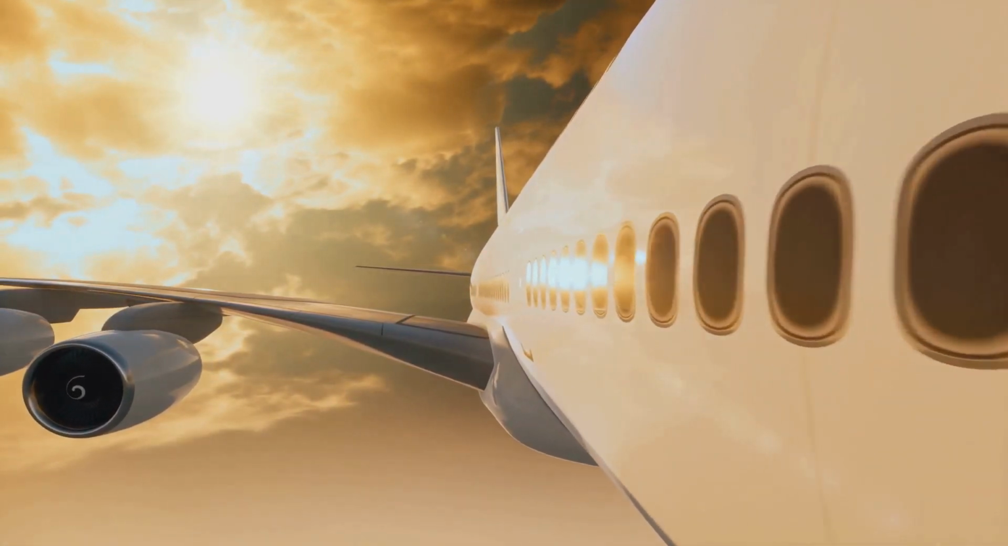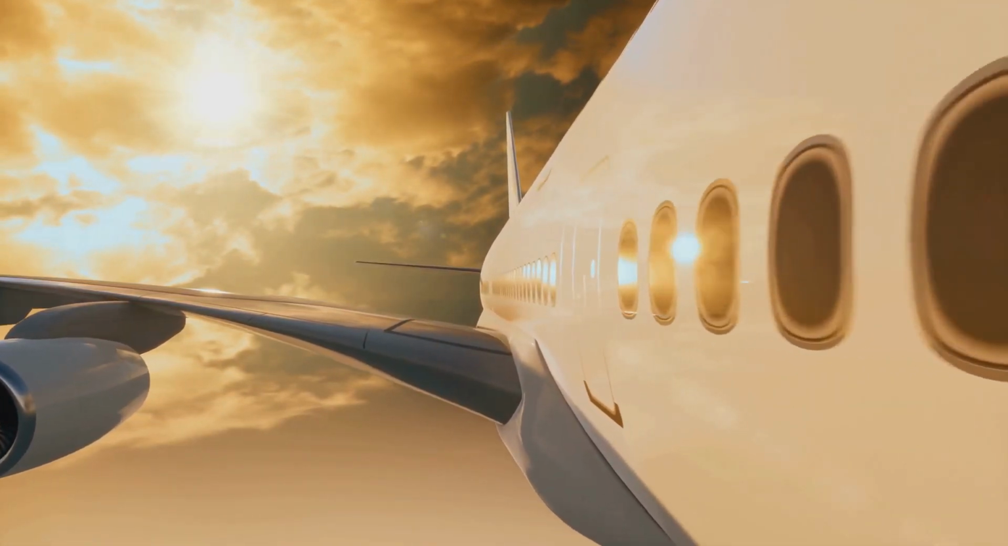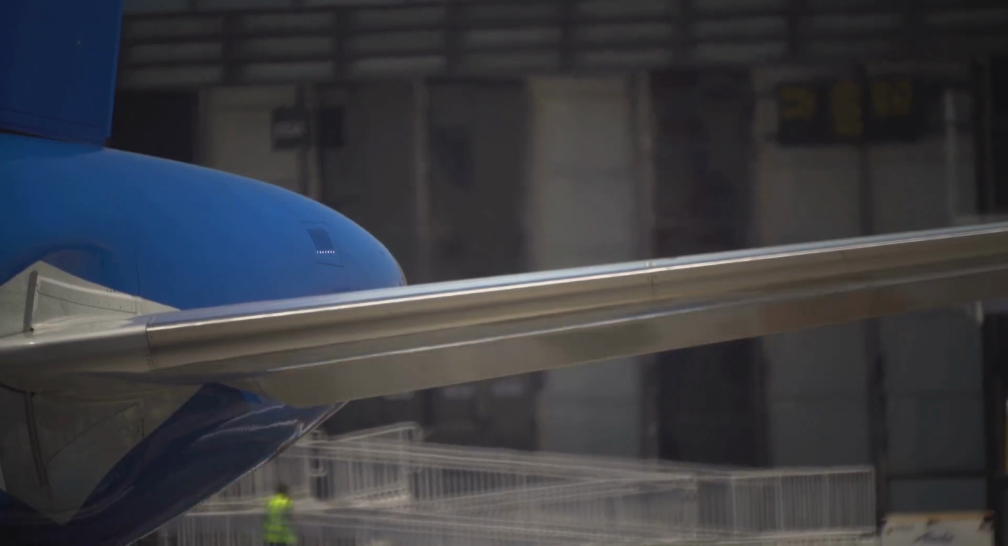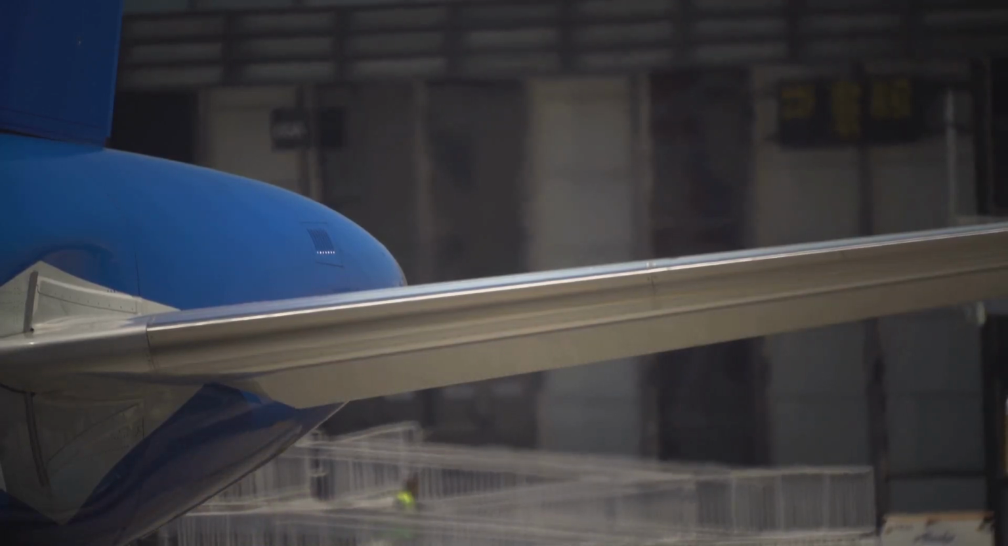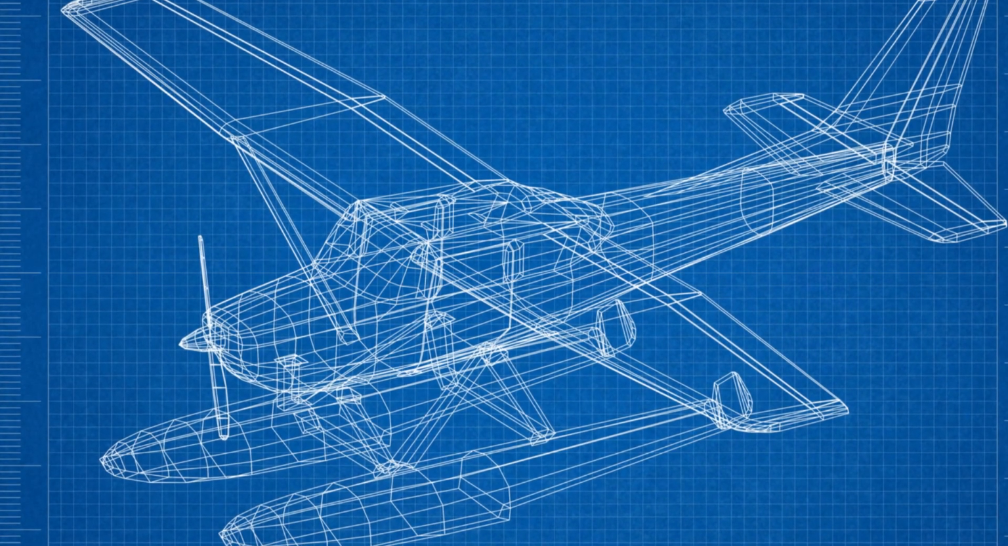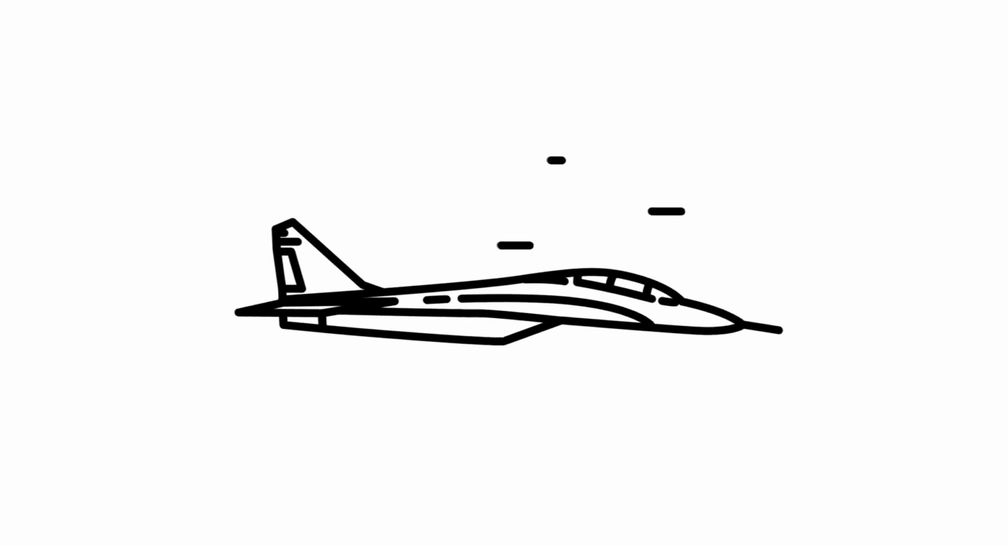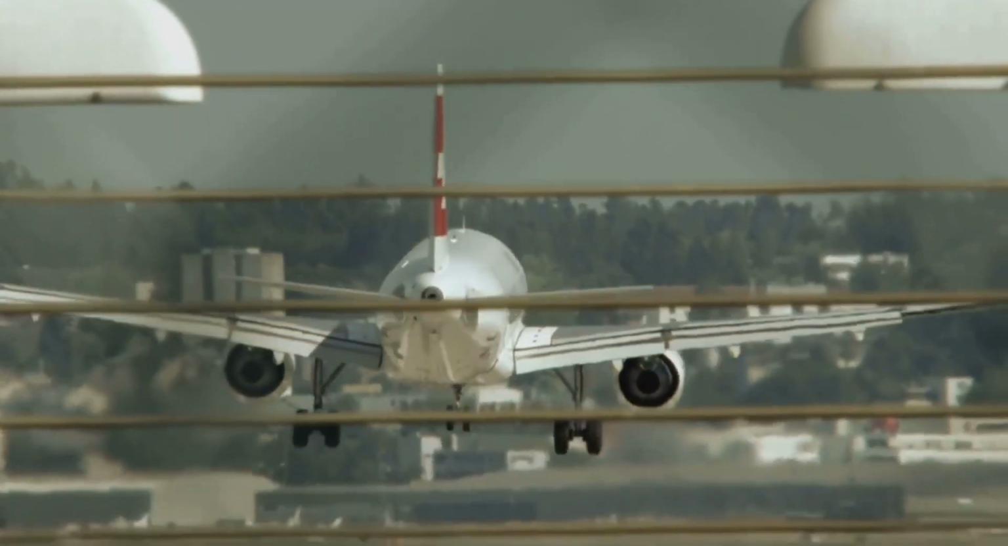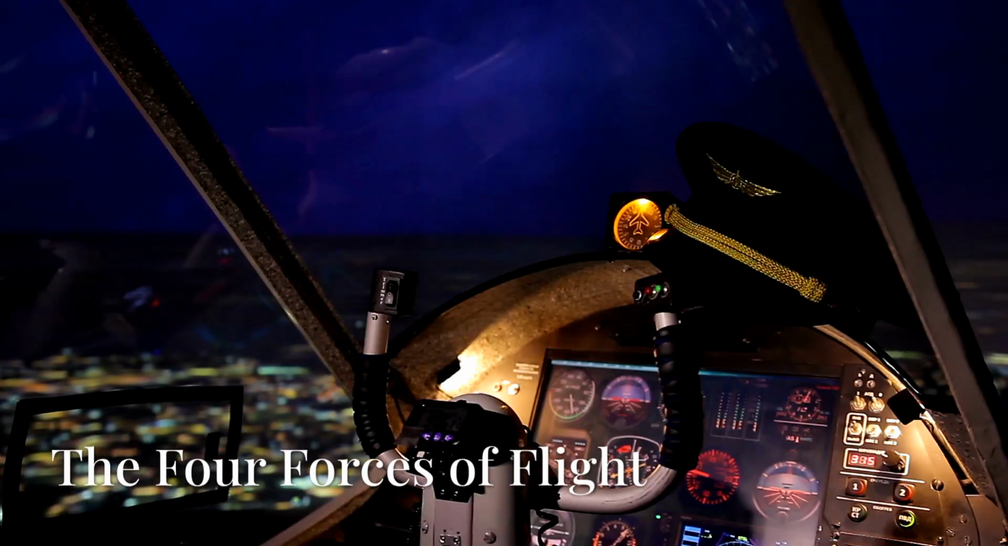Section 7. Angle of incidence. Designing for efficiency. The angle of incidence is the angle at which the wing is attached to the fuselage or body of the aircraft. This angle is fixed during the design and construction of the aircraft. It influences the aircraft's stability and how it performs at different speeds. A higher angle of incidence generally results in more stability at low speeds.